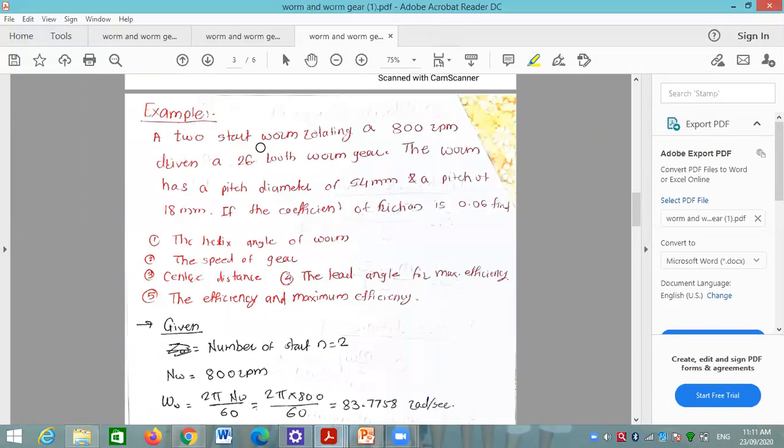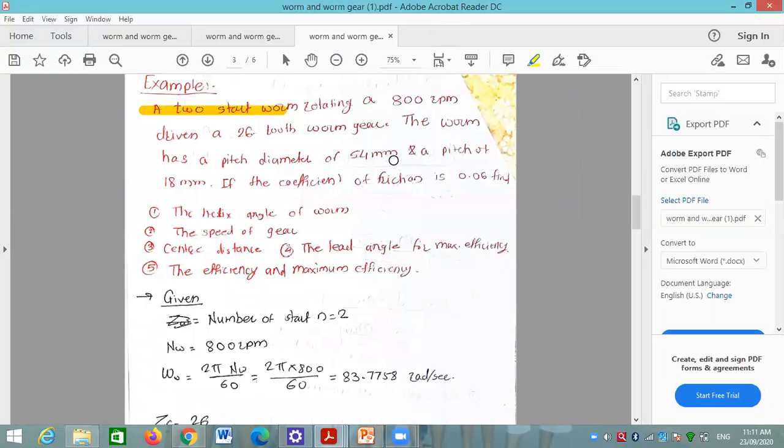The first example is a 2 start worm. Given that, the number of starts of the worm is 2, rotating at 800 rpm. The speed of the worm is 800 rpm. It drives a 26 tooth worm gear, meaning the number of teeth on the worm gear is equal to 26. The worm has a pitch diameter, d of w, equal to 54 mm, and a pitch of 18 mm. The pitch of the worm is given as 18 mm.